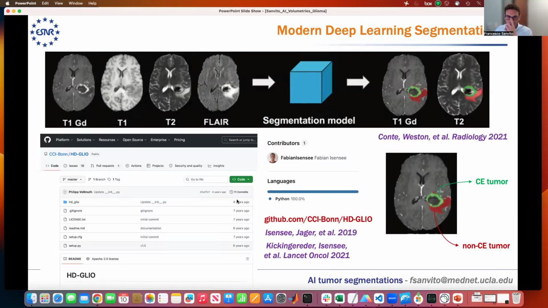One good example of these tools that are fully automated is HD-GLIO, which is publicly available for free. You can download it and use it. It just requires a little bit of processing.